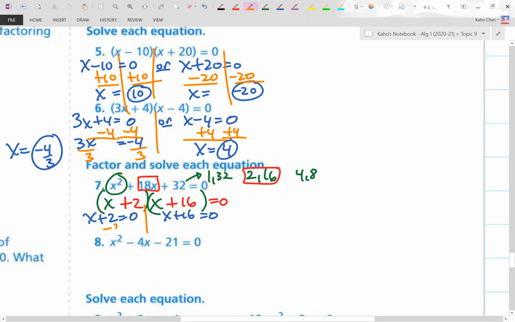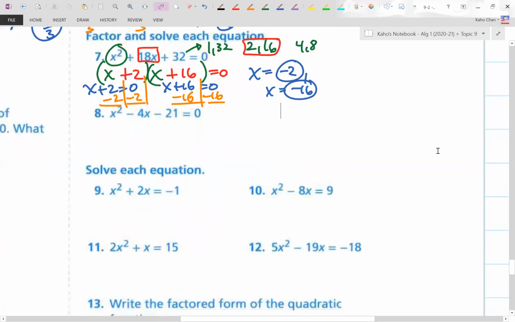And you may have noticed you can do a lot of stuff in your head already. And we'll get 2 answers in this case as well. x equals negative 2 and x equals negative 16. There it is, number 7. You want to try number 8 by yourself? Just mental math it? Okay. When you're done, just look up.